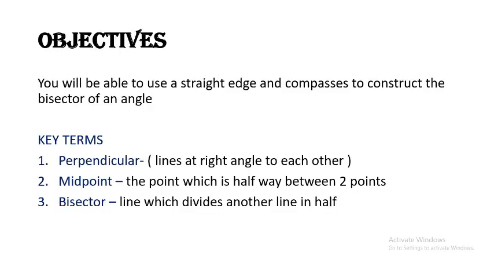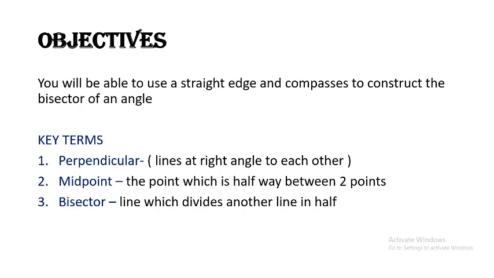Now, by the end of this lesson, you'll be able to use a straight edge and compasses to construct the bisector of an angle. However, there are some words that you need to know the meanings of, as you are going to find them in this topic. The first one is perpendicular.